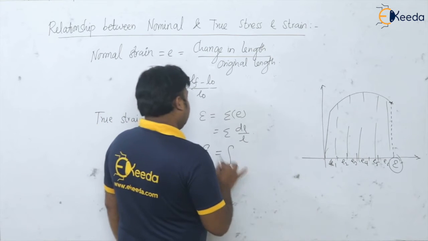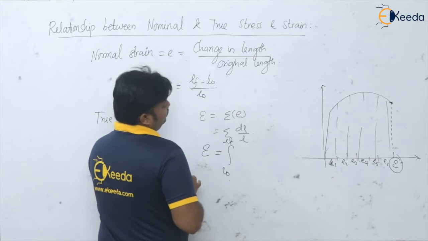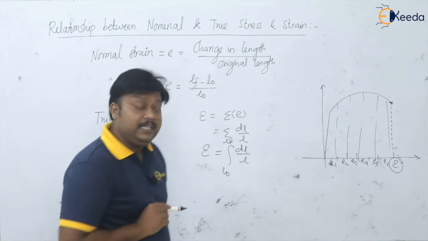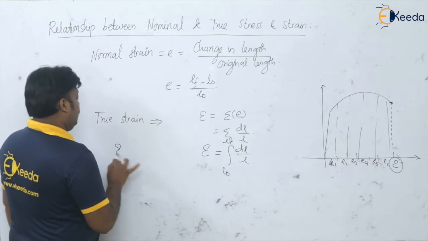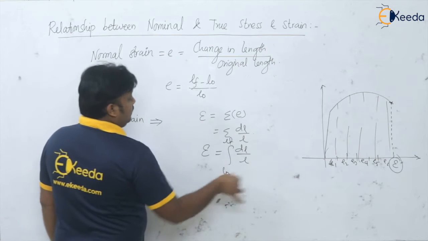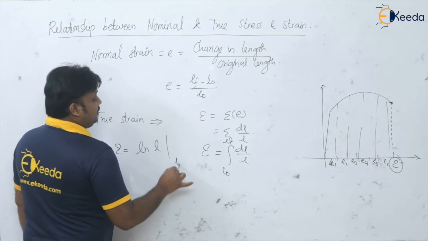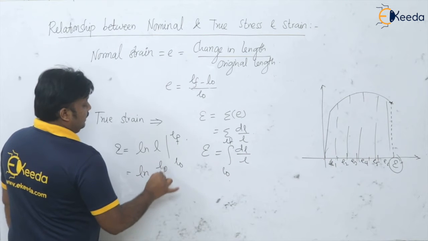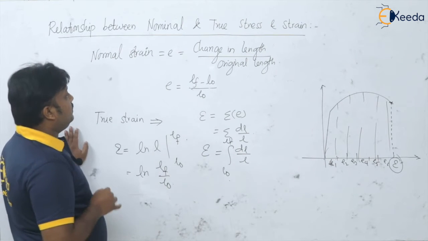So this epsilon is equal to the integral from L original to L final of dL by L. That is change in length divided by original length. So what do you get here? Epsilon is equal to the integral of this, that is ln of L with limits L0 to L final. So that is ln of L final divided by L original, isn't it?